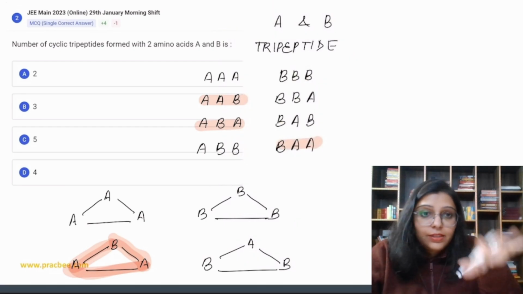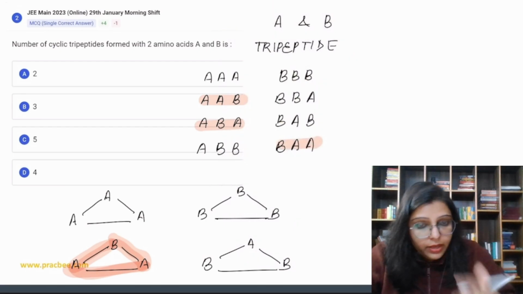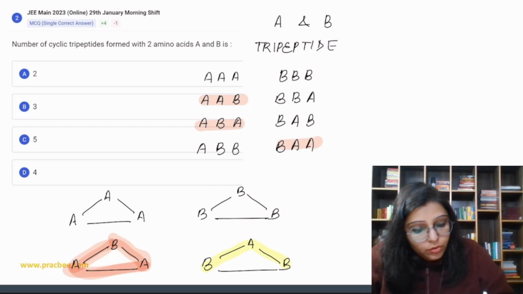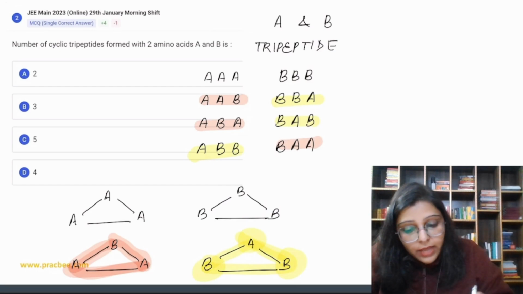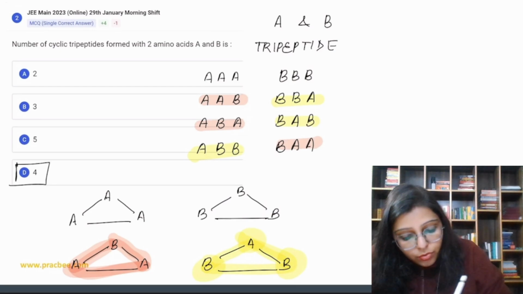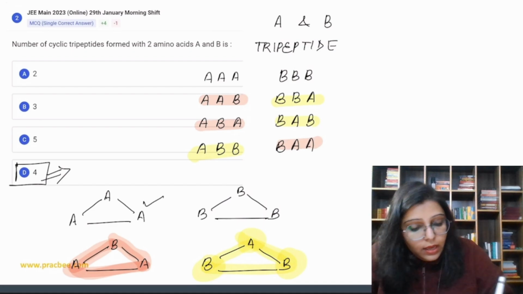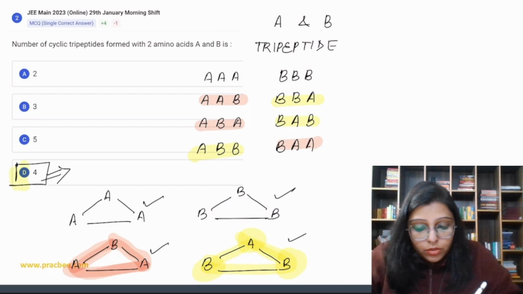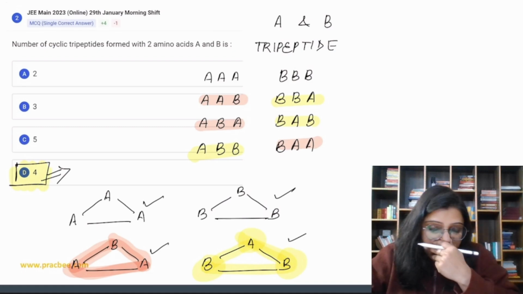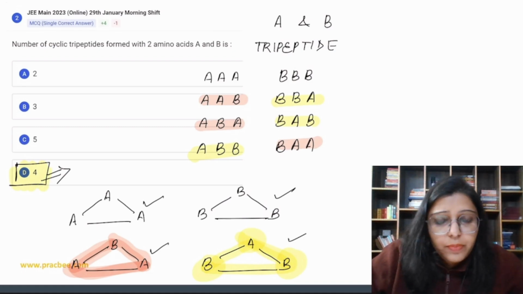This series is going to be in one. Now BAB is this, then BBA is this, and then ABB is this. So how many cyclic tripeptides can be formed? That is 4: AAA, BBB, ABA, and BAB. Option 4 is going to be the answer. Otherwise, if we do not have cyclic peptides, then we can have a total of 8.